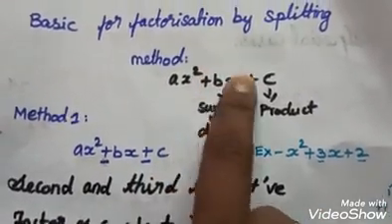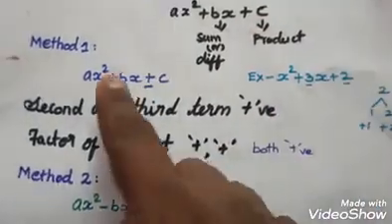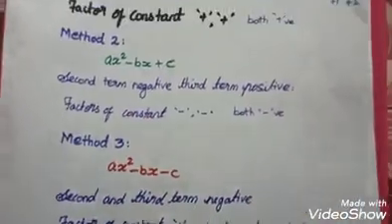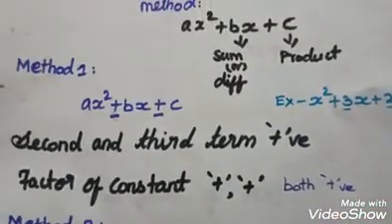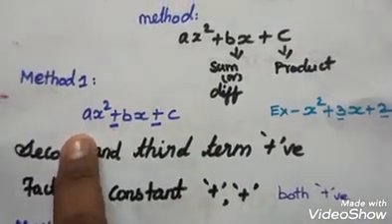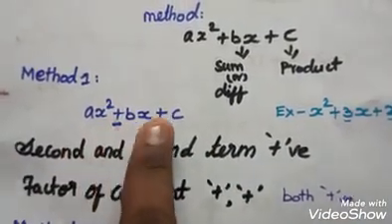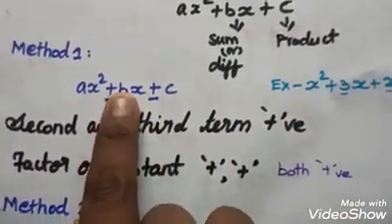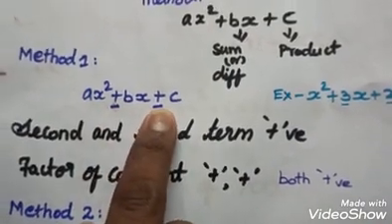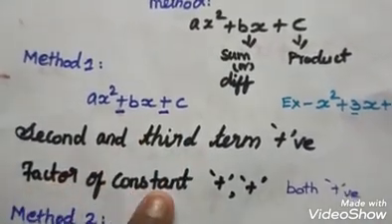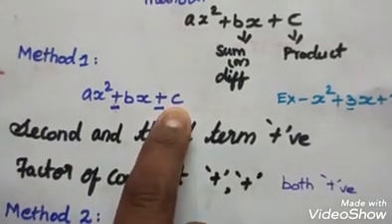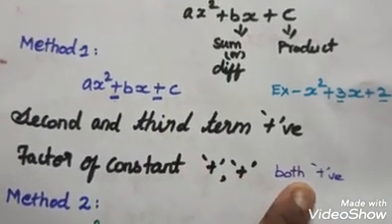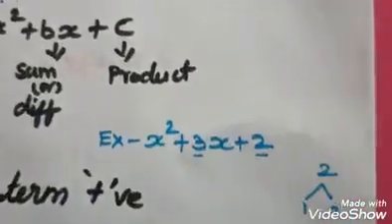So we have to split it by using method 1, method 2, method 3 and method 4. There are 4 methods. One by one I will explain them. First let us see the first method: ax square plus bx plus c. Here I gave the second and third terms positive. So we take the factors of the constant c, and both should be positive. Both are positive.